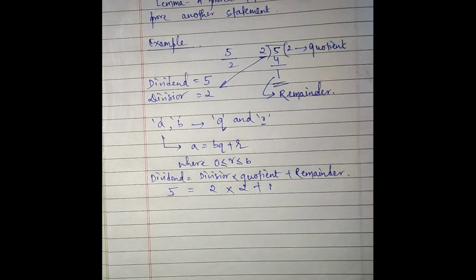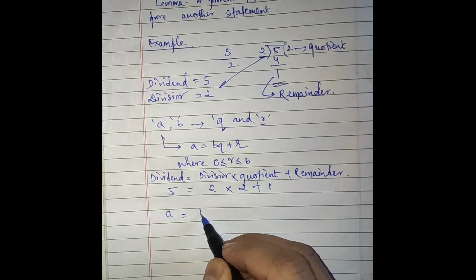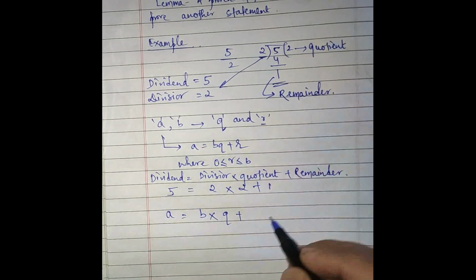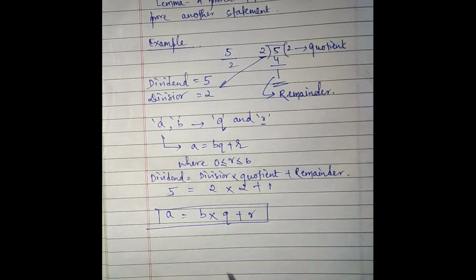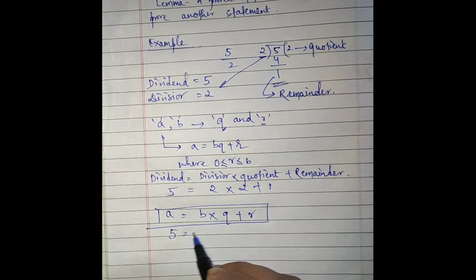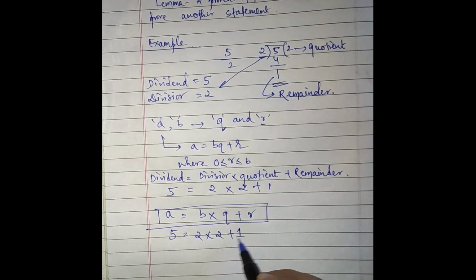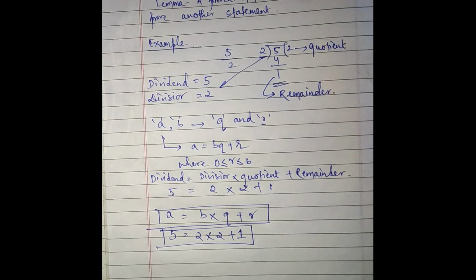So if I write dividend as a, divisor as b, quotient as q, and remainder as r, then our equation will be satisfied. Our a is here 5, our b is 2, quotient is 2, and remainder is 1. This is all what Euclid division lemma was trying to say.